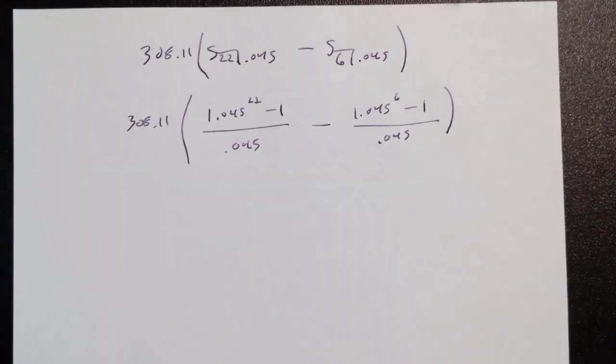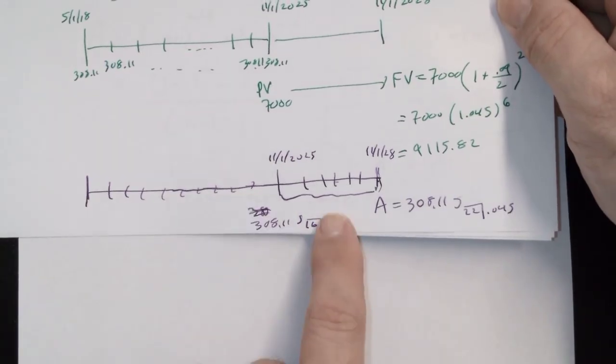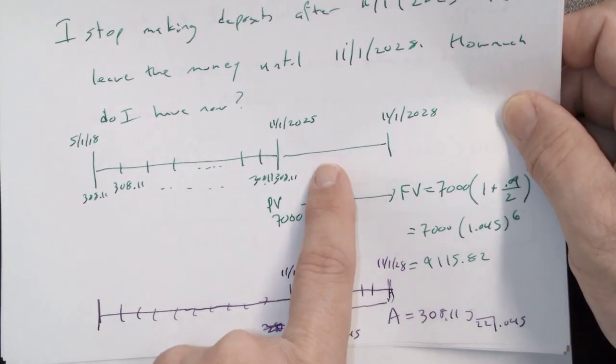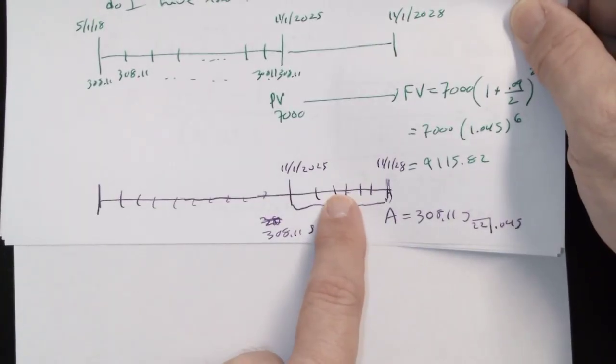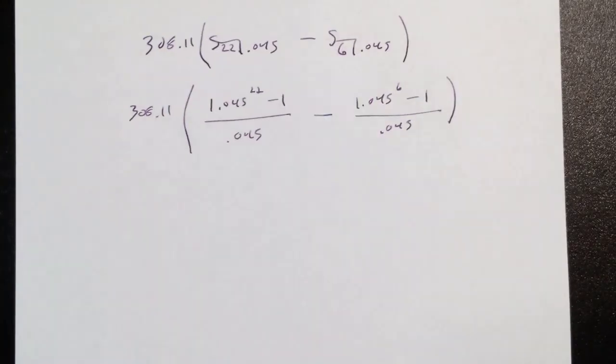Why minus S6 instead of minus S16? Because the S16 is the money I'm leaving in the bank, and these are the deposits I'm not making, right? Okay. So I want to take those extra deposits away. I want to take off the 6 deposits that we didn't make.